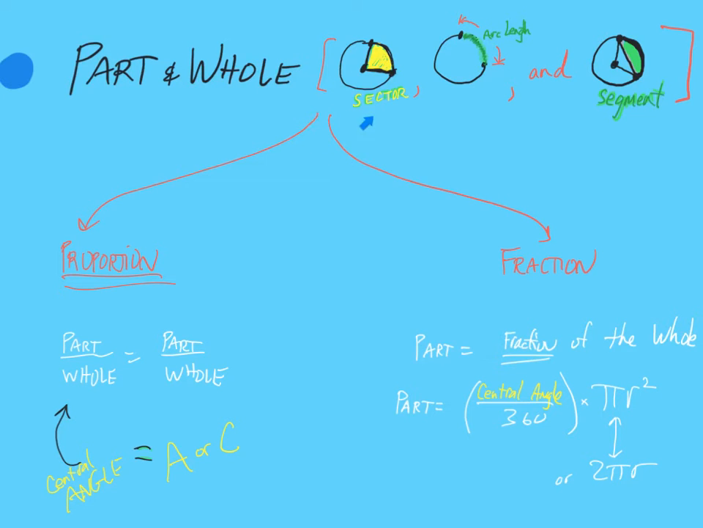All right, the part whole idea. When we solve these problems, you're going to have a choice. You can either do it using proportions or using fractions. You don't have to learn both. You might understand both, but you probably have a favorite way of doing it. What do we mean by this? If we're going to solve these types of problems, which says, what's the area of that sector? What's the length of that arc? What's the area of that segment?